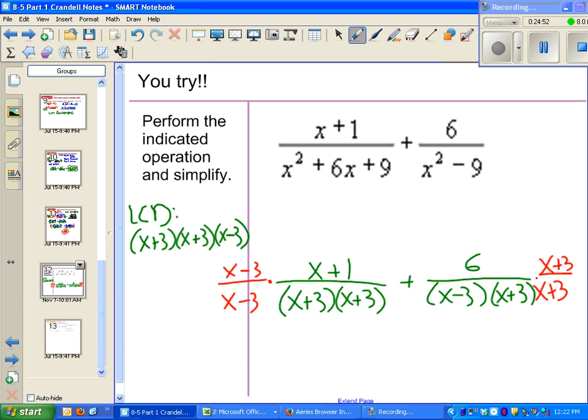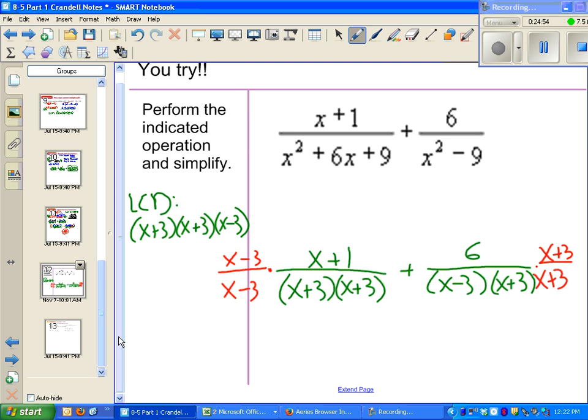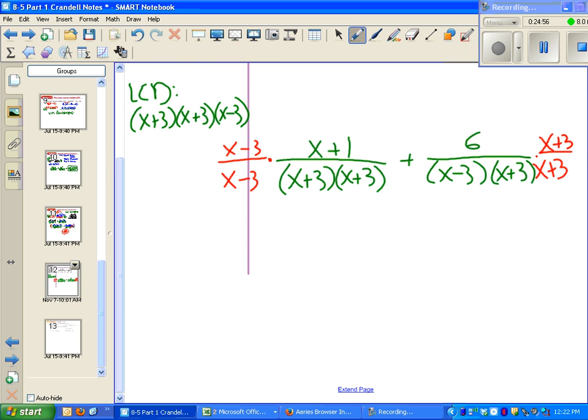Okay, are we going to have to FOIL, distribute, multiply in a box? Yes, we will, because we need to multiply that. Make sure you multiply that. All right, but first, we've got our LCD of x plus 3, and you can write that as x plus 3 quantity squared if you'd like. Or you can just write two of them.